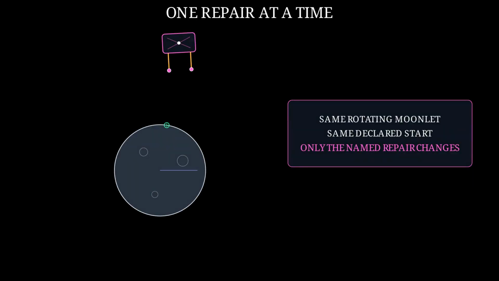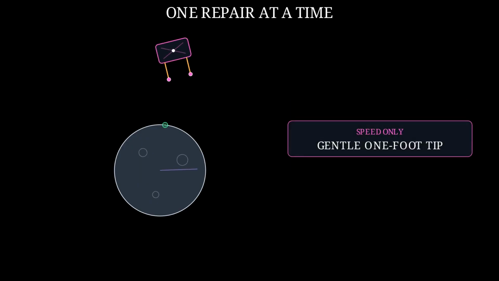We can now test the opening choices against the same rotating moonlet. Each run begins from the declared approach and changes only the named repair. Reducing the inward speed makes the first contact gentler, but the tilted chassis still reaches 1 foot first and continues to turn. The speed repair solves the wrong part of this failure.